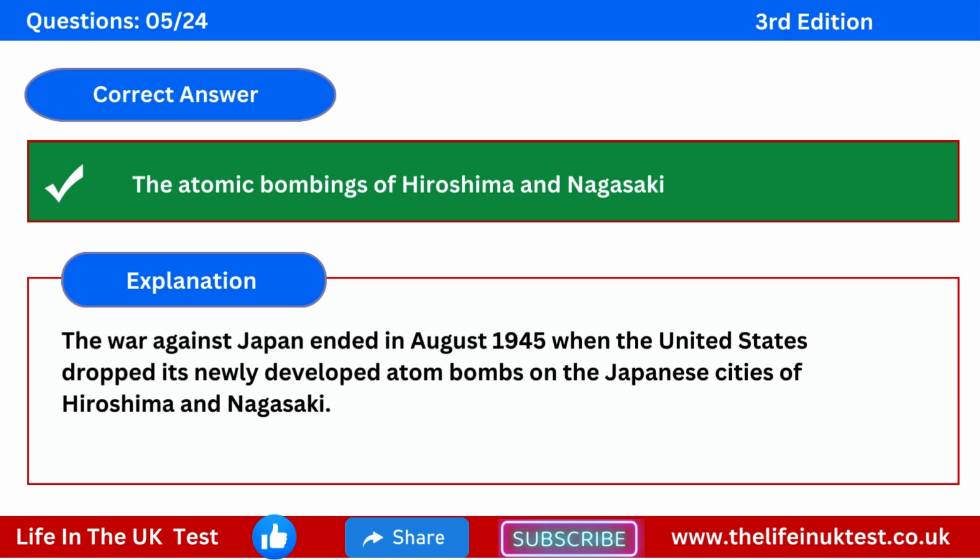The correct answer is the atomic bombings of Hiroshima and Nagasaki. Explanation. The war against Japan ended in August 1945, when the United States dropped its newly developed atom bombs on the Japanese cities of Hiroshima and Nagasaki.